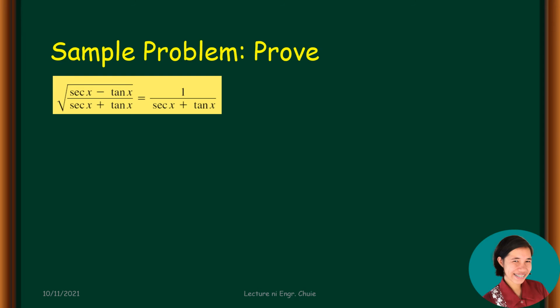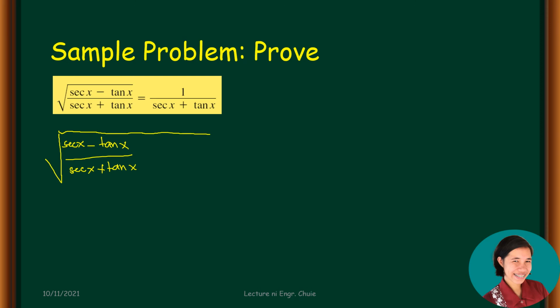Okay, we have here. So, copy natin si square root of, ay mali. We have the square root of secant x minus tangent x over secant x plus tangent x. Minus pala to. So, yung ating goal is magiging 1 over secant x plus tangent x, yung ating nasa radical. So, if you can see, conjugate yung ating numerator sa kanyang denominator.